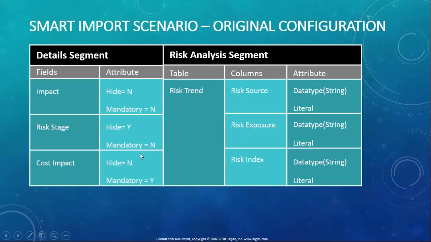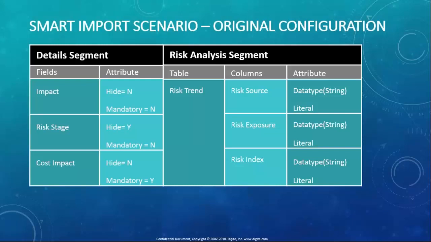So here we are looking at, let's say, a risk key form, and what I have here is a detailed segment which has impact, risk stage, and the cost impact field. And on my right hand side, the risk analysis segment, which is typically a SwiftALM segment, it has a risk trend table, and inside that risk trend table I have a risk source column, risk exposure column, and risk index column, all with their own attributes. Now based on the business needs, I am wanting to make certain changes to this configuration.